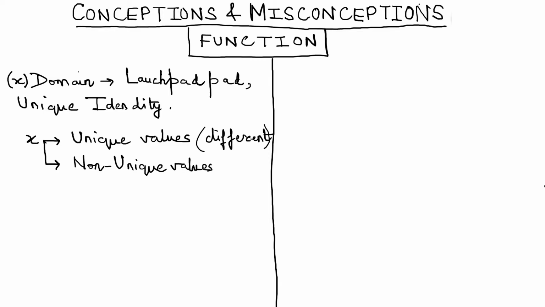So when you're saying non-unique, you're basically saying not different. Not different means same values. And accordingly, you will get either unique values for the range.